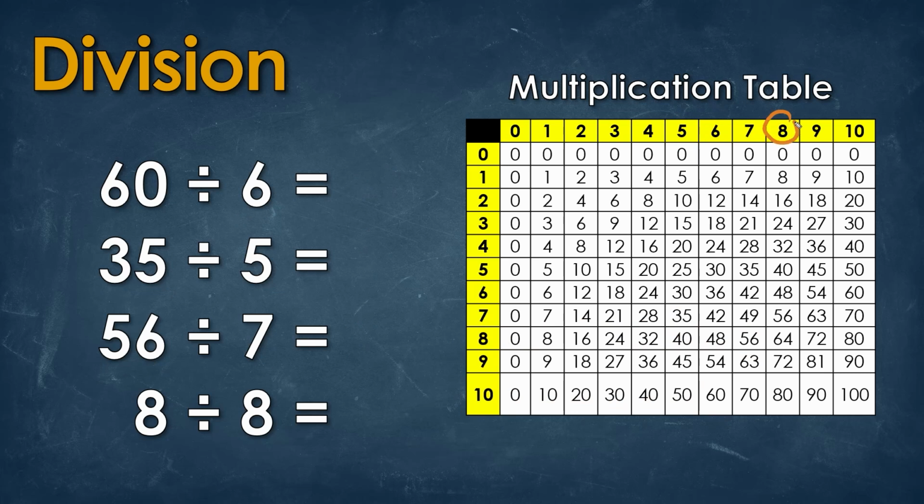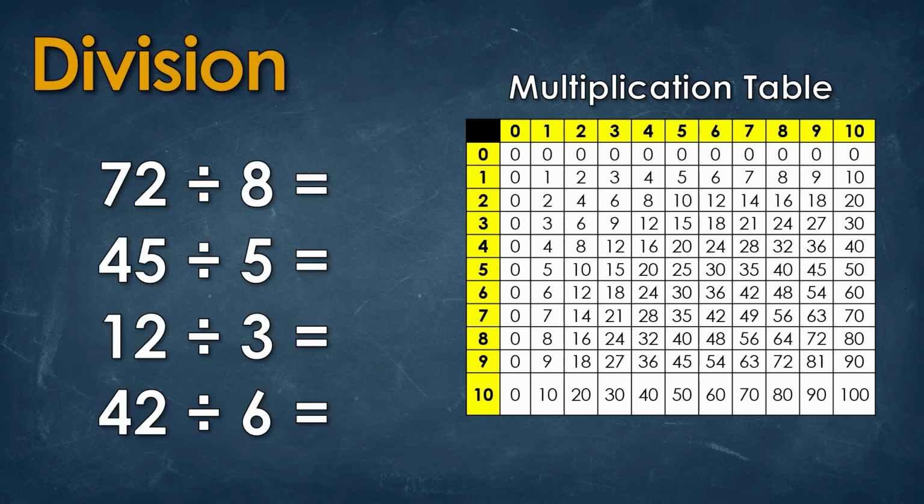Okay, so now let's try 8. So if we have 8 here, now this one's a little tricky. Remember, we start with 8, which goes here, and then we try to find where the value of 8 is at in the white squares, which is here. We work our way back across, and the answer is 1.